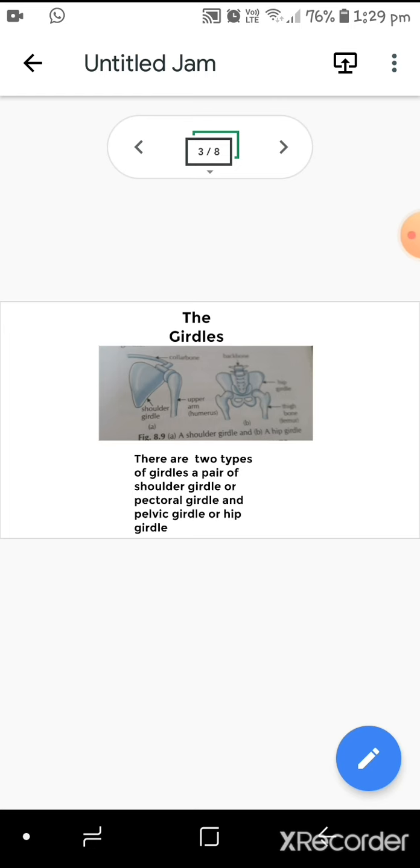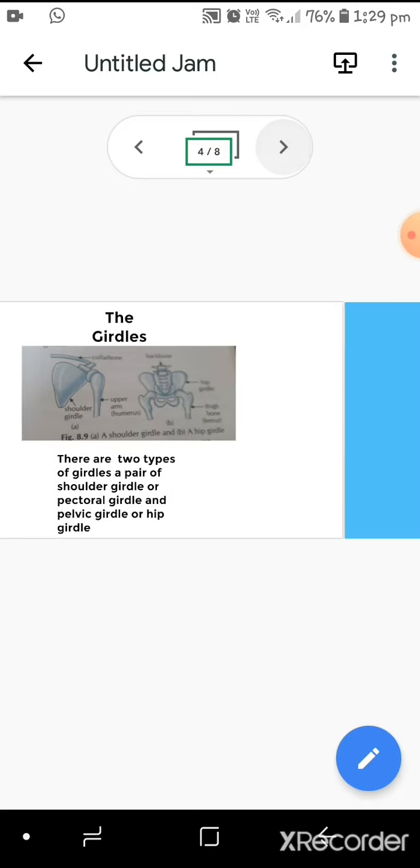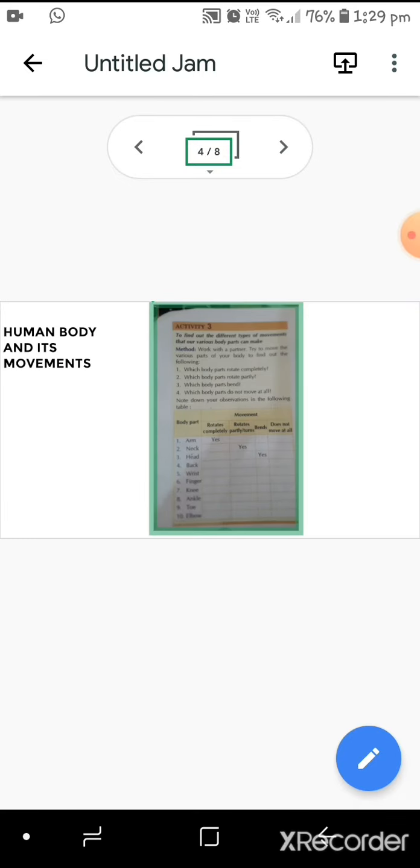Now let us study the human body and its movement, and let us try to move the various parts of the body. Take one of your brothers or sisters, a younger brother or sister, or any of your friends, and find out which parts of the body rotate completely, which part rotates partly, which part of the body you can bend, and which part of the body you cannot move at all.